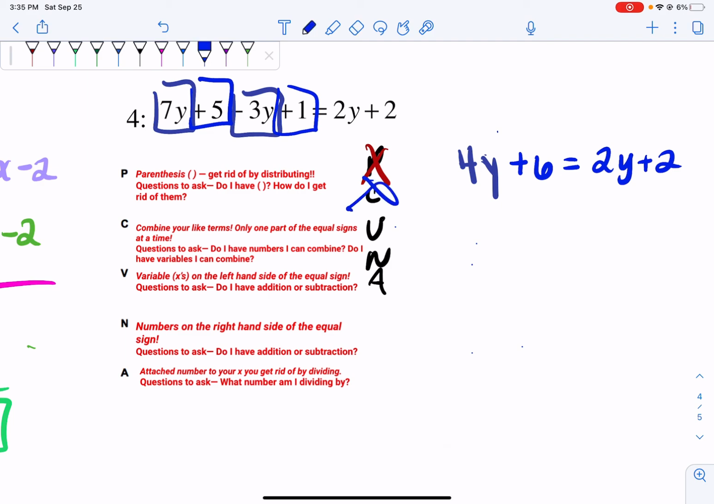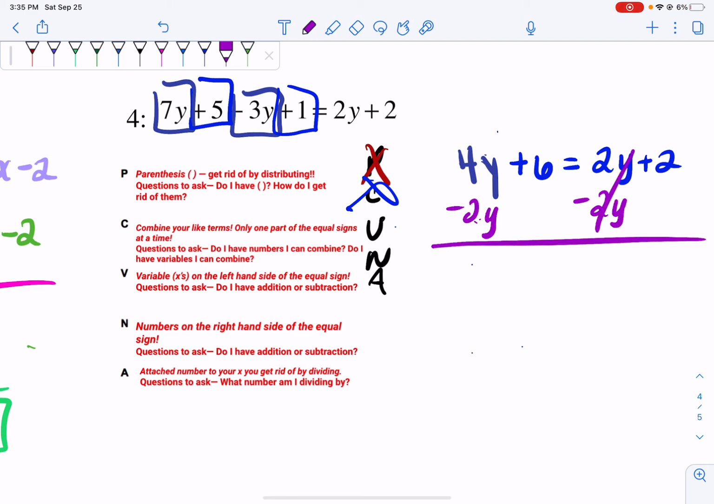I need to get variables on one side. So I'm going to move my 2y to the left-hand side of my equation. So I'm going to subtract 2y from both sides. 4y minus 2y is 2y. So I have 2y plus 6 equals 2. Now I need to get my numbers on the other side. So I'm going to subtract 6 from both sides of my equation.